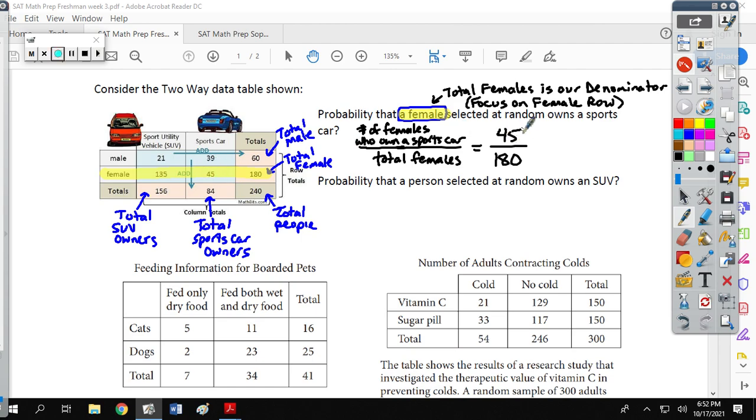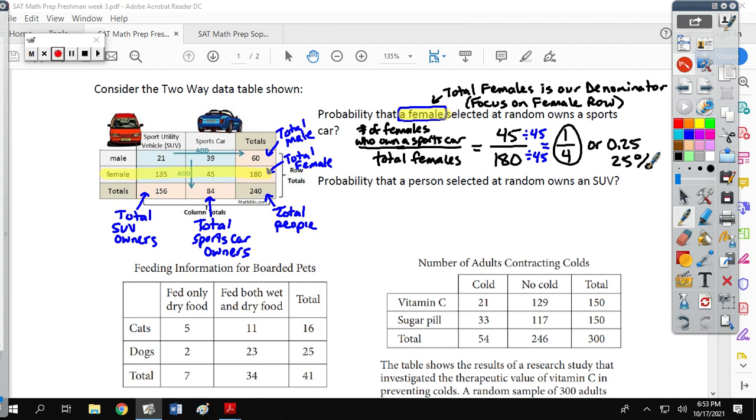So the probability that we would select a female at random that would own a sports car would be 45 out of 180. Now, as with any fraction, we need to reduce that. Both of those numbers are divisible by 45, so we would be expected to reduce that fraction down to 1/4. It would also be acceptable to give it as a decimal or as a percentage, but you should be trying to give your answer as a fraction, as that is the most common format that these show up in on the SAT. Let's do another one.